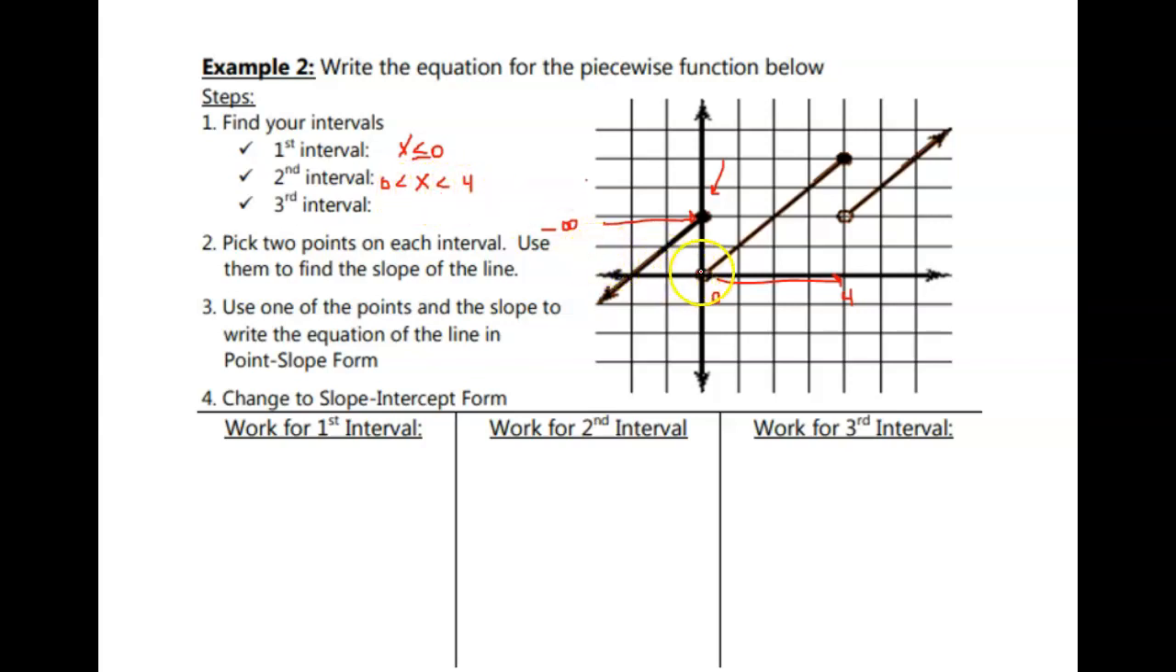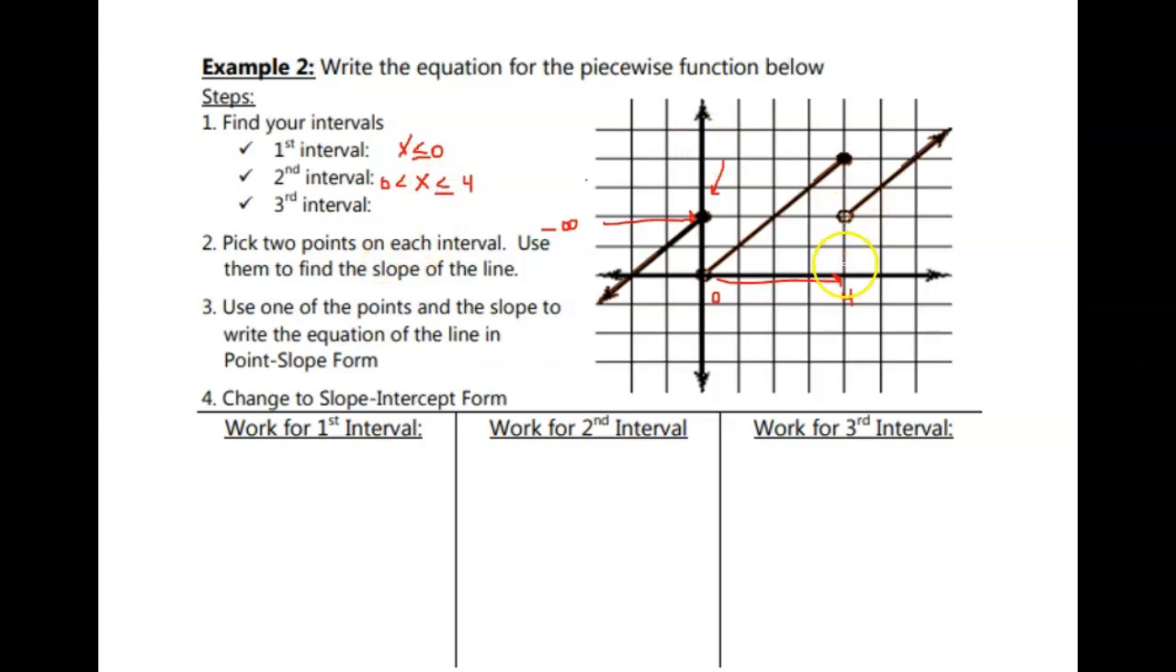Now let's talk about what it's going to be. Well, I notice at 0, this is an open circle, okay? So that's just going to be when x is greater than 0. But over here at 4, I notice it's a closed circle. Okay, so that's going to be when x is less than or equal to 4.